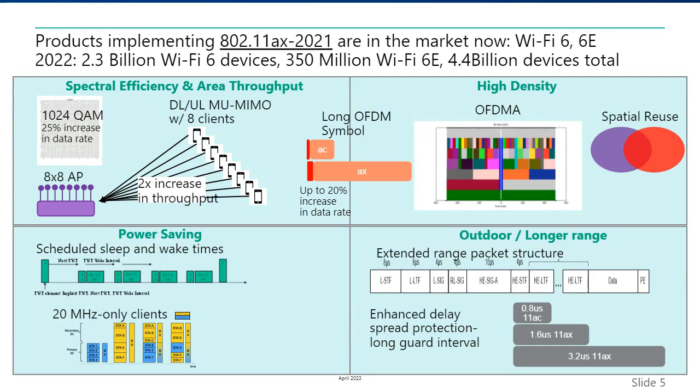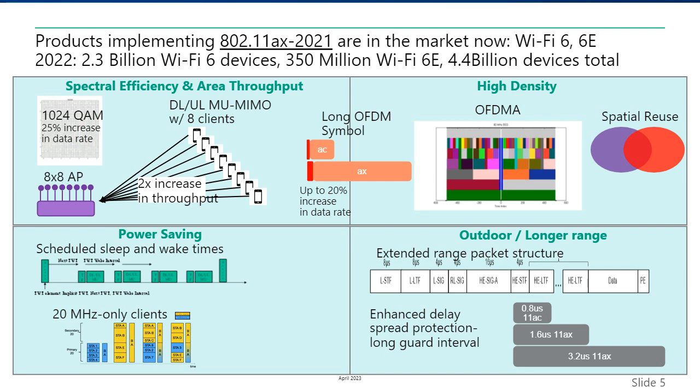The products that are shipping now in the marketplace are based on and marketed via efforts of the Wi-Fi Alliance on Wi-Fi 6 and 6E. Wi-Fi 6 refers to 11AX, and 6E refers to use of the 6 gigahertz band, which is becoming more and more available throughout the world. This standard focused on these 4 technical areas that you see here, each of which brings significant benefits to deployment of the technology.